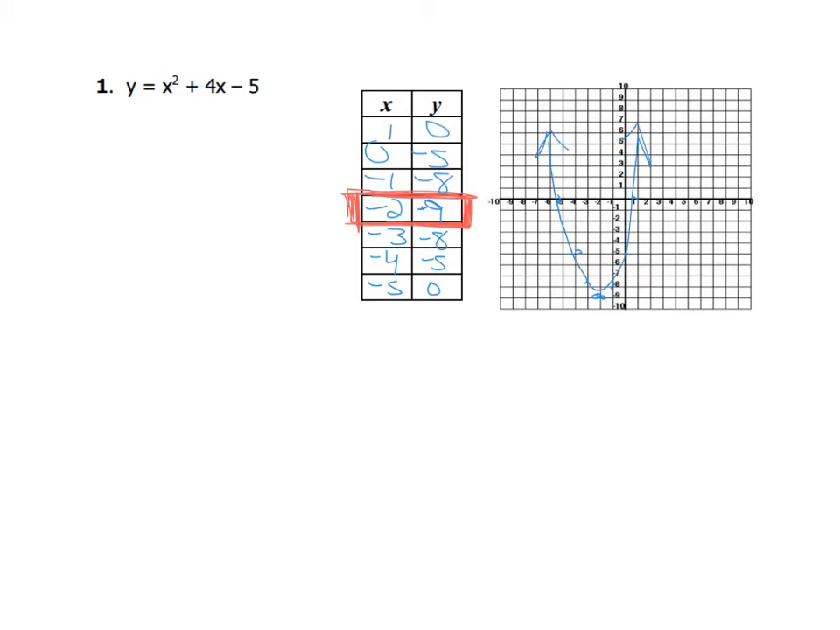So we've graphed it. Now we're trying to find the solutions. Where does this parabola cross the x-axis? It crosses there and there. Now my graph is kind of stinky, but those are the 2 points that it crosses the x-axis. It crosses the x-axis at x equals -5, and it crosses the x-axis at 1. Those are our solutions, okay?